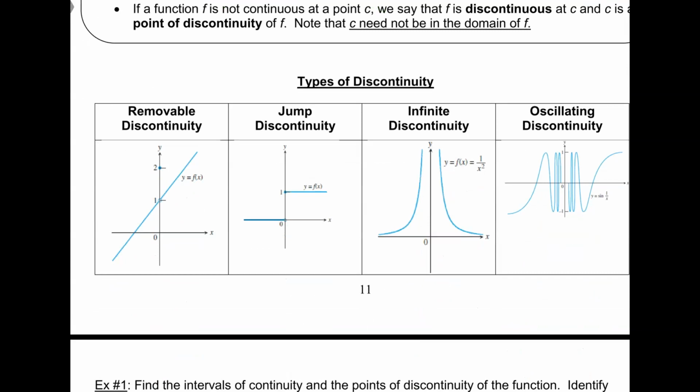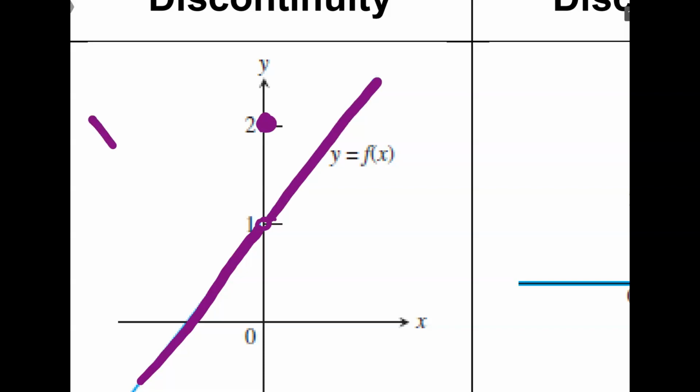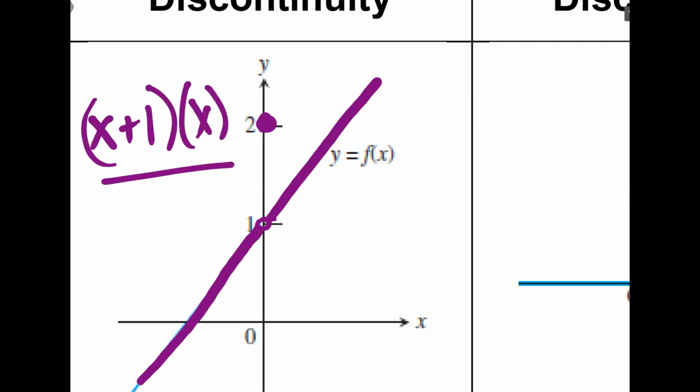All right, different types of discontinuity. We discussed a removable discontinuity. There's a hole right here and then the function value. So it's continuous except for this point right here. It jumps up and then I have a function value and then it keeps going on. An example of something like this is (x plus 1) times x, all over x.